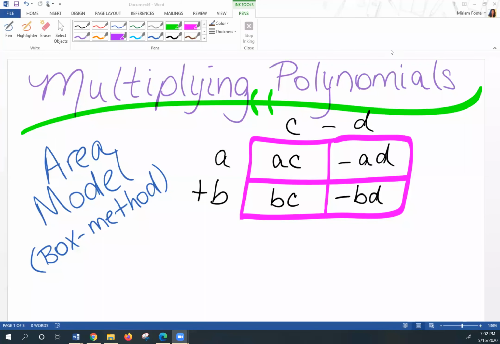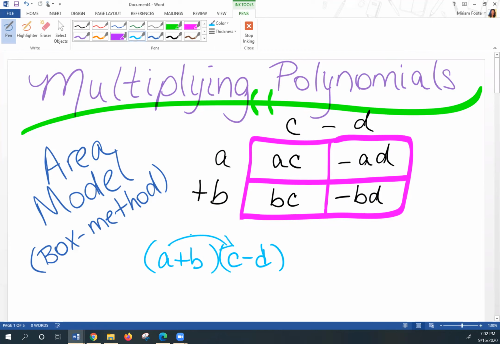We're going to be multiplying polynomials using the area model, which is sometimes referred to as the box method. I know some of you are used to, if you see a parentheses next to another parentheses, you know that means to multiply. You're used to actually foiling, that's what you guys call it, but it's the distributive method where you do a times c and then a times negative d, b times c, and b times negative d.